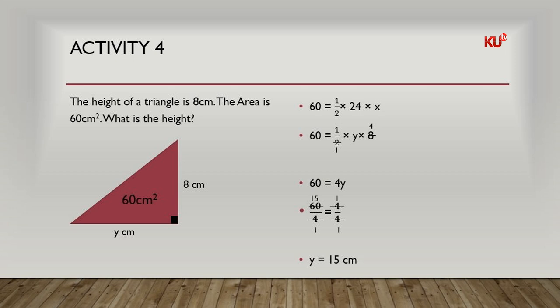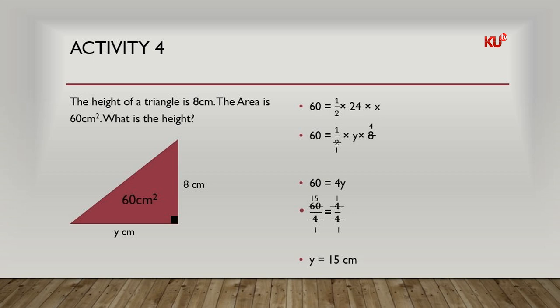So activity 4 from the screen says the height of a triangle is 8 centimeters. The area is 60 centimeters squared. What is the base? So from the board, as you can see, you have been given the area, which is 60 centimeters squared, and you have been given the height, which is 8 centimeters. Therefore, you are supposed to find the height. How do we get the height?